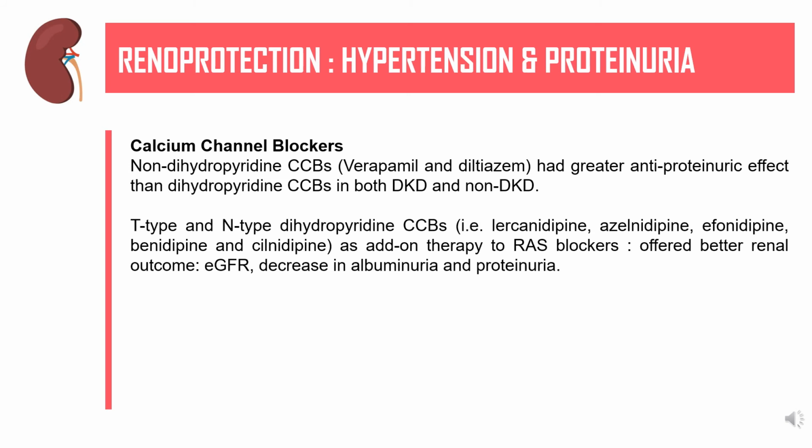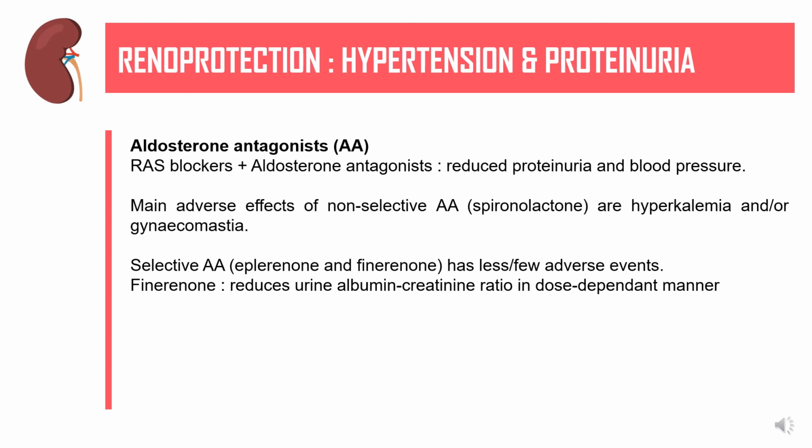However, only the non-dihydropyridine CCBs such as verapamil and diltiazem, and certain subtypes of dihydropyridine CCBs such as lercanidipine, azelnidipine, benidipine and cilnidipine have the additional anti-proteinuric effect. The combination of RAS blocker and aldosterone antagonist is able to reduce the proteinuria and the blood pressure level. However, non-selective aldosterone antagonists such as spironolactone have many adverse effects such as hyperkalemia and gynecomastia. That's why we prefer to use the selective aldosterone antagonists such as eplerenone and finerenone, which have fewer adverse effects. The effect of finerenone on the urine albumin creatinine ratio depends on the dose itself.